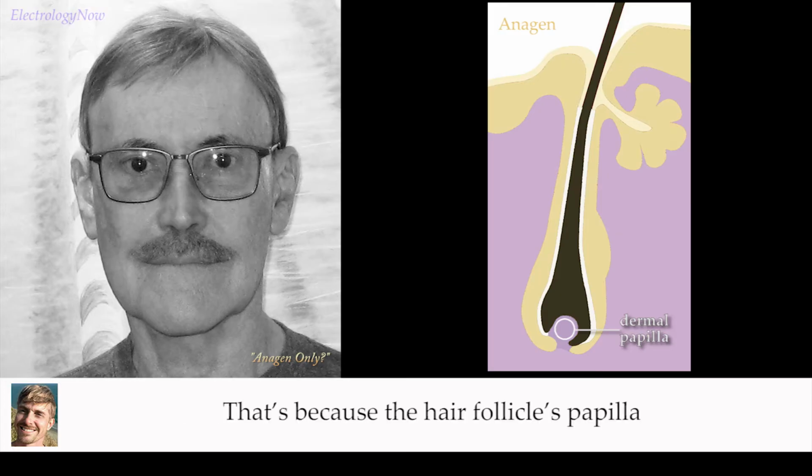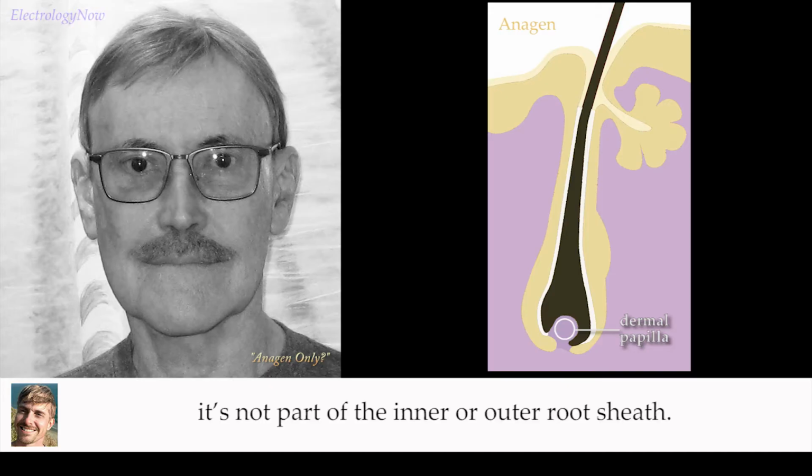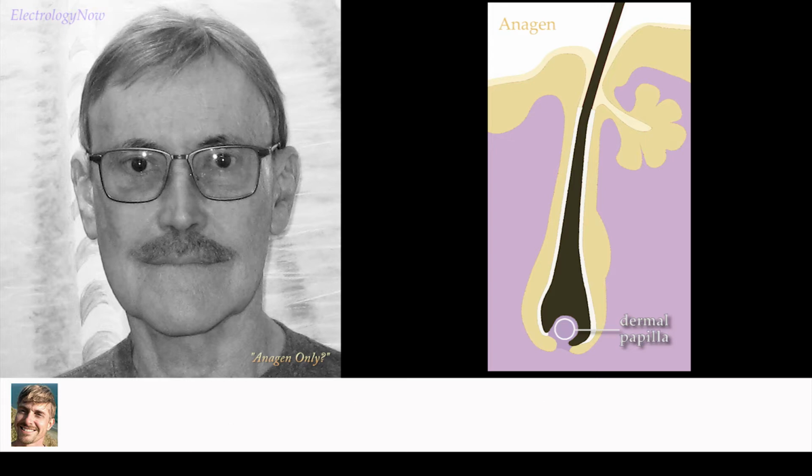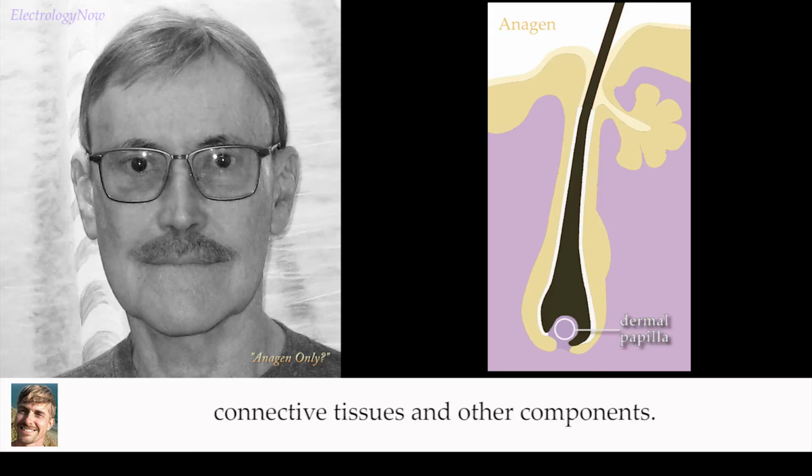That's because the hair follicle's papilla is actually part of the dermis. The papilla is not part of the matrix of the hair. It's not part of the inner or outer root sheath. The papilla is not part of the follicle at all. The papilla is part of the dermis. The papilla is composed of specialized stem cells, connective tissues, and other components.